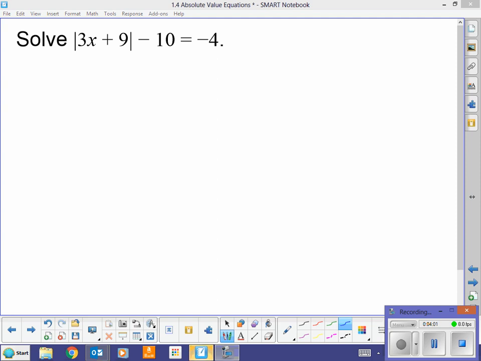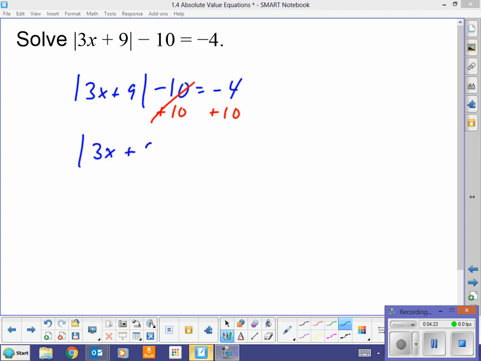Let's try this one here. This one is like a multi-step. We want to isolate the absolute value bracket on one side of the equal sign. So I'm going to go ahead and add 10 to both sides to get rid of the negative 10. And that will leave me the absolute value of 3x plus 9 is equal to 6. Now, at this point, I'm looking at it, and I'm saying, okay, absolute value by itself, and it's equal to a positive 6. That's fine. If it was a negative, there'd be no solution.